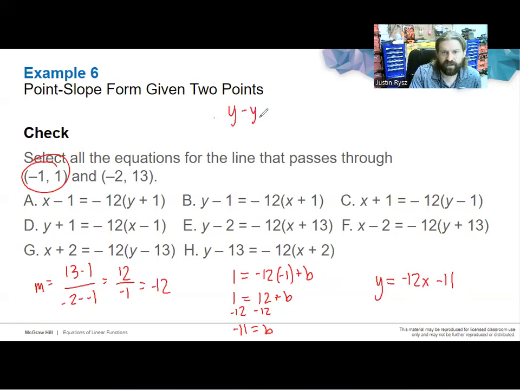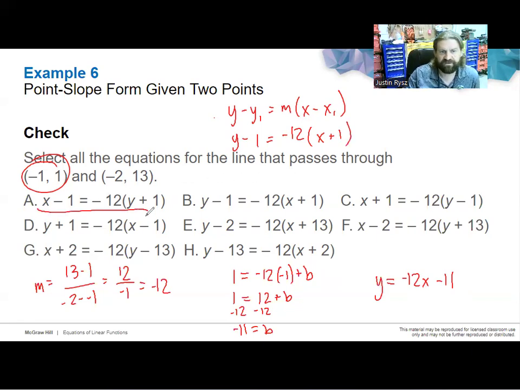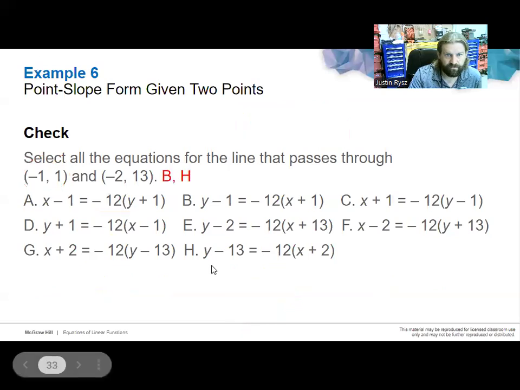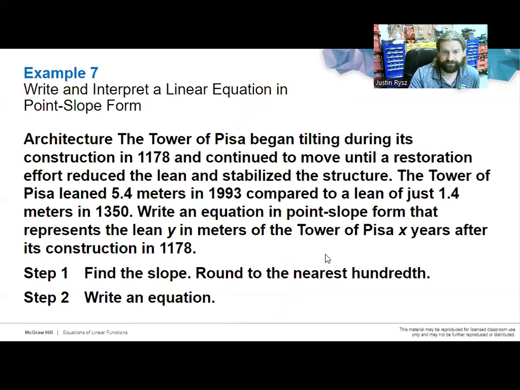Now, which one of these works? Point slope is y minus y1 equals m times x minus x1. So we can go through and say, okay, y minus 1 is equal to negative 12 times x minus negative 1, or plus 1. So it should be A. Now, I think there probably is another answer here. And this is why I don't like using point slope, because you could have used the other point as well to get the exact same equation. Yeah, B and H. We would have plugged in the other point and gotten the same. So why I like slope intercept form is because there's really just one answer.